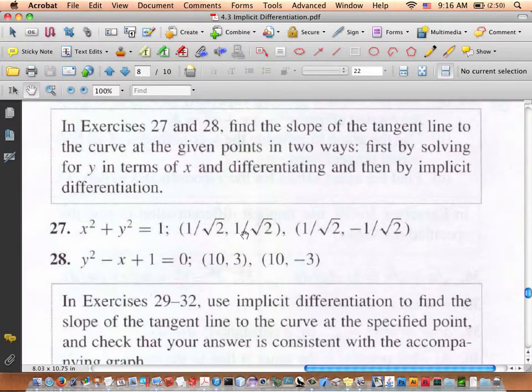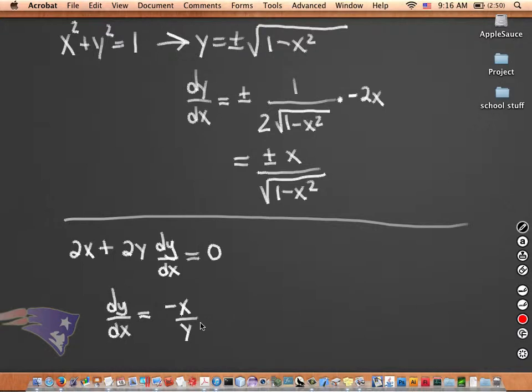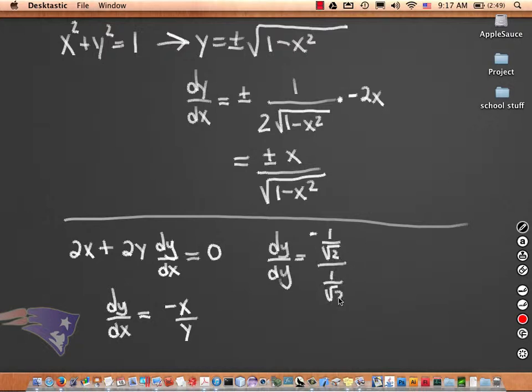Now let's go back. Here's an ordered pair, David. 1 over square root of 2, 1 over square root of 2. So now we're going to find the slope of the tangent line. So what I do is I put negative 1 over square root of 2, 1 over square root of 2. Negative 1 is the slope of the tangent line.